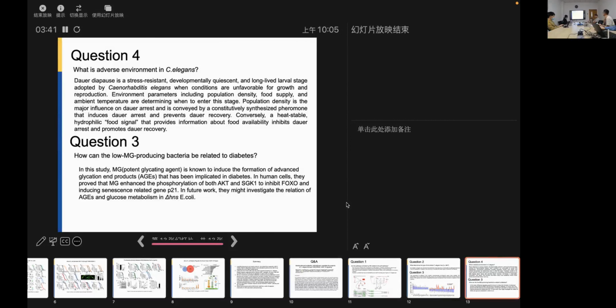And in this paper, in human cells, they proved that MG enhances the phosphorylation of AKT and SGK1, which inhibits phosphorylation and induces synthesis of protein G21. So in future work, they might investigate the relation of AGEs and glucose metabolism, but right now they haven't done any experiment with that.